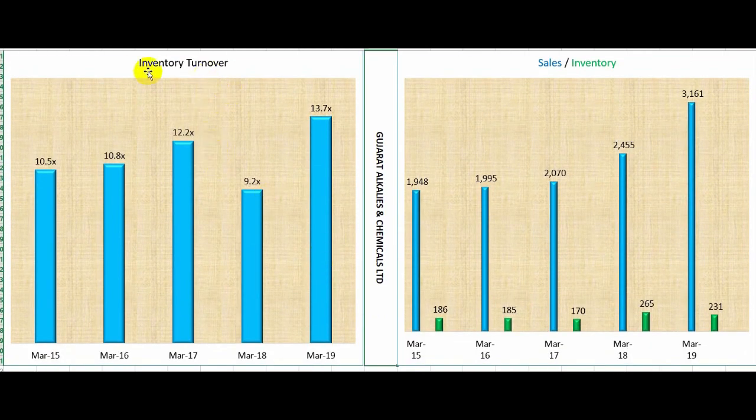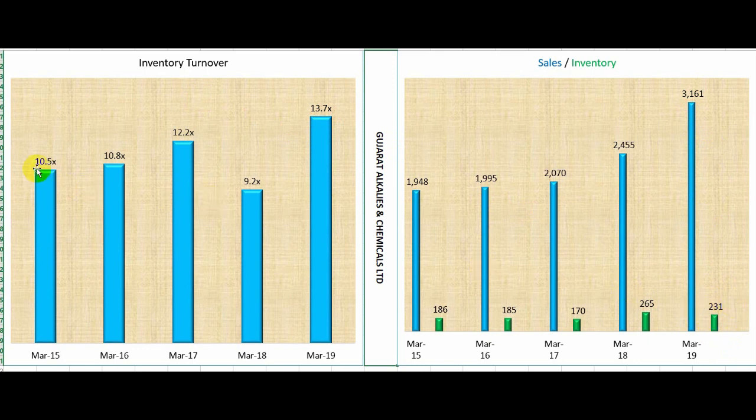Inventory turnover. This ratio helps us understand what the inventory level in the company's books or on the balance sheet is against the sales it did in that year. So we want the inventory turnover to be as high as possible. In March 19, we see that the company's sales were 3,161 crores and the company's inventory was just 231 crores, meaning the sales were 13.7 times higher than the inventory holding.